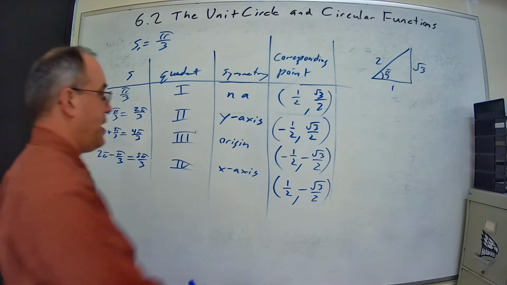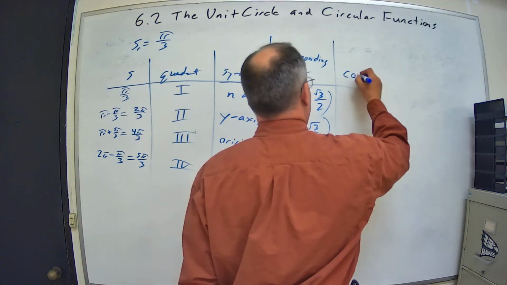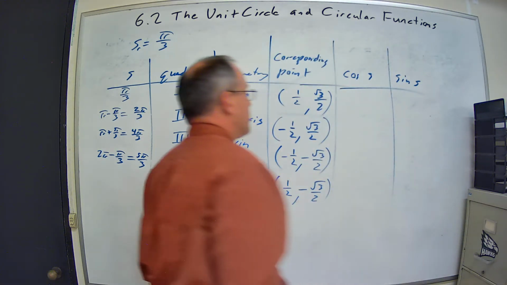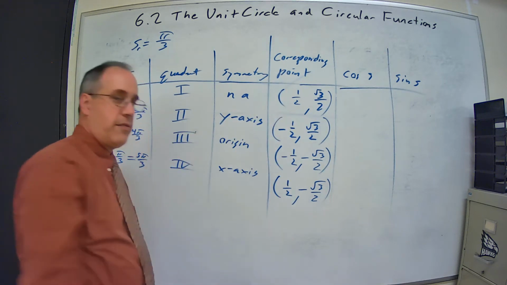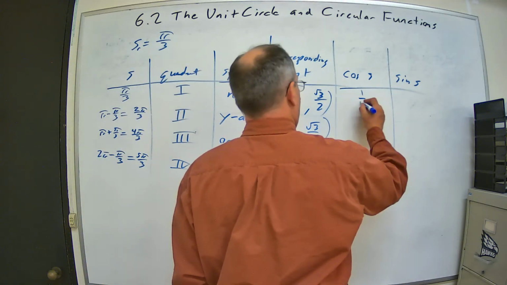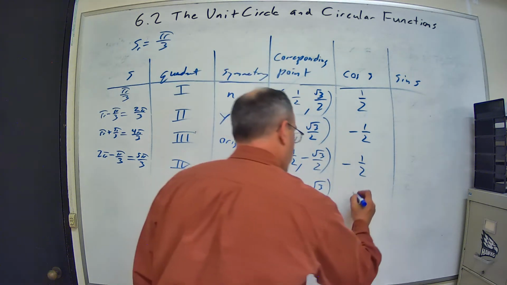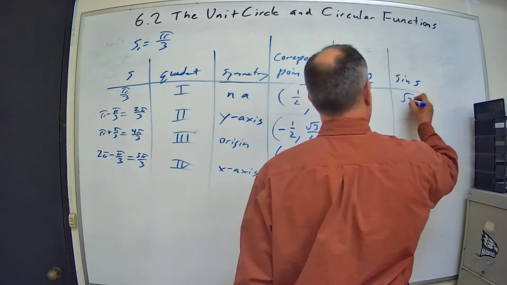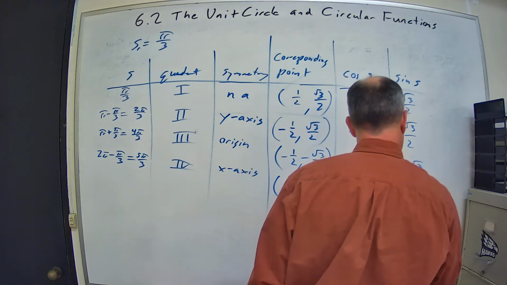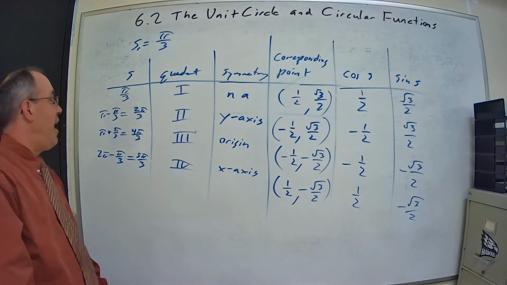And we really, at the same time, just found cosine of s and sine of s, because cosine is the associated x value and sine is the y value. So 1/2, negative 1/2, negative 1/2, 1/2, square root of 3 over 2, square root of 3 over 2, negative square root of 3 over 2, and negative square root of 3 over 2. So pretty cool. That wasn't that hard to find from this.